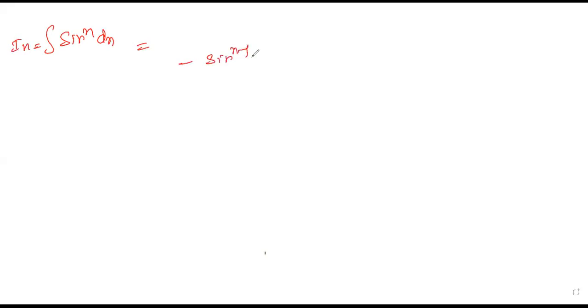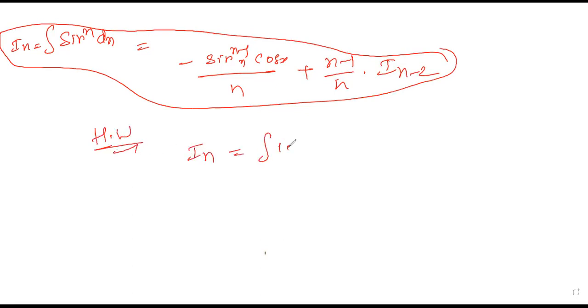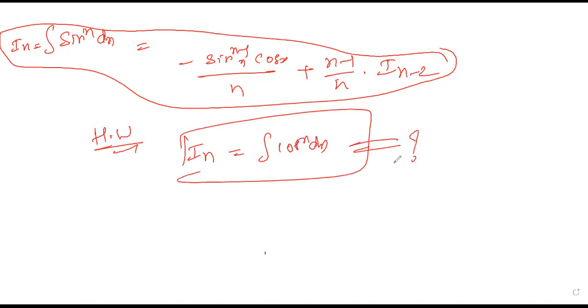sin^(n-1) x cos x by n, plus (n-1) by n times I_(n-2), we got. This is for sin^n x dx, which we completed. And I already gave the homework. You need to try that. I_n is equal to the integration of cos^n x dx, equal to how much? This we need to find out.